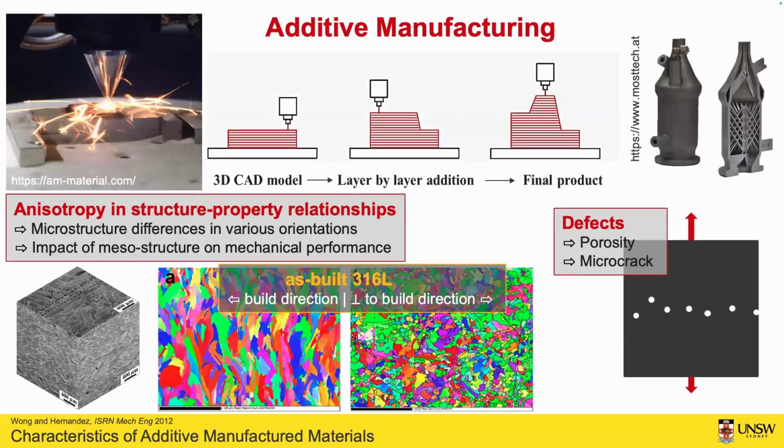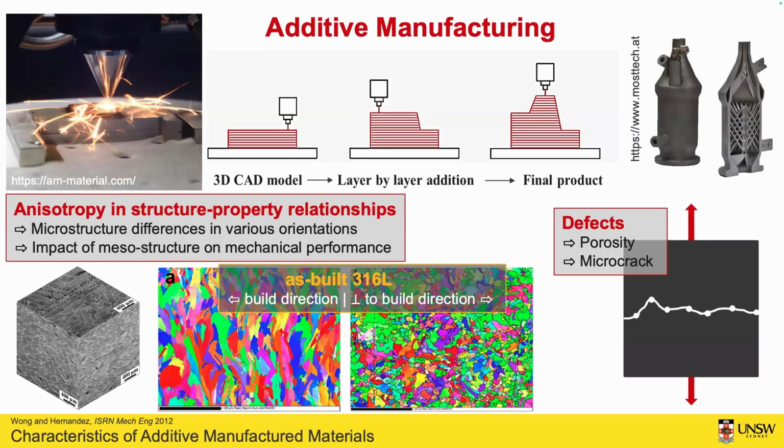We all know about the advantages of additive manufacturing, particularly when it comes to processing parts and components with complex shapes and geometries. Unfortunately, we also know about some of the disadvantages, and that many additively manufactured (AM) materials exhibit defects such as pores and micro cracks. And when it comes to structure property relationships, we need to, of course, pay attention to microstructure that can be quite different depending on whether we look into the build direction or perpendicular to the build direction.